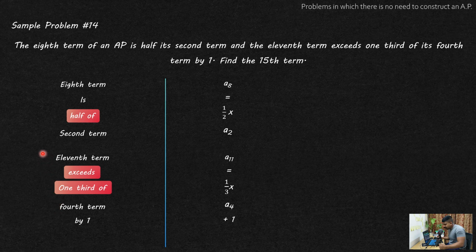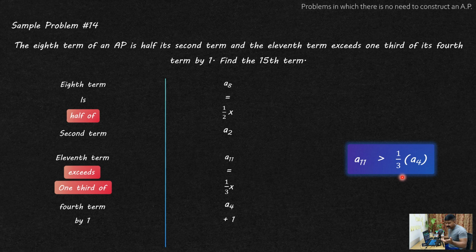Now, if you want to understand this particular section of information, I advise you, please take the "by 1" out of your mind for now and just read these 4 lines. 11th term exceeds 1/3 of fourth term. From here you can say that A11 is greater than 1 by 3 of A4. The expression on the right hand side is smaller than the term on the left hand side.